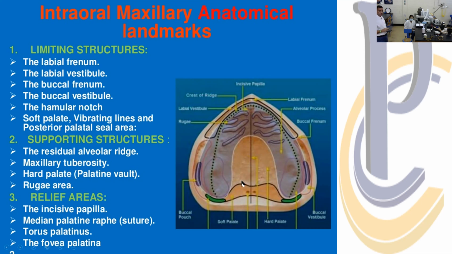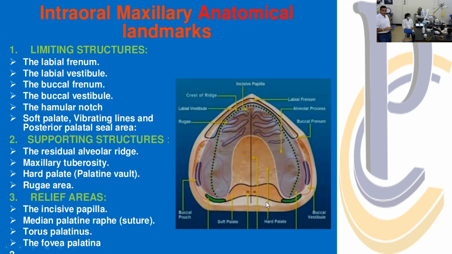Hard palate is good support for the denture, and there is a relief area. The relief area is where the denture cannot put pressure, like the incisive papilla. The incisive papilla here is an opening inside the bone. There are nerves and arteries that come out in the middle of the ridge here. You shouldn't put too much pressure there because there are nerves and arteries.